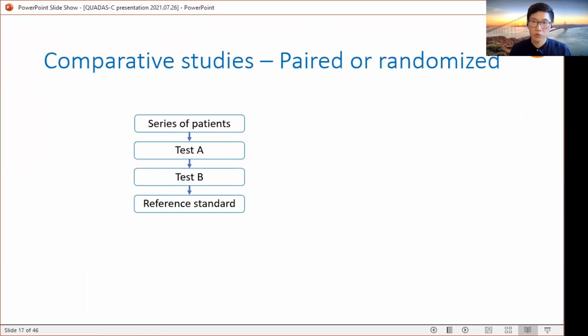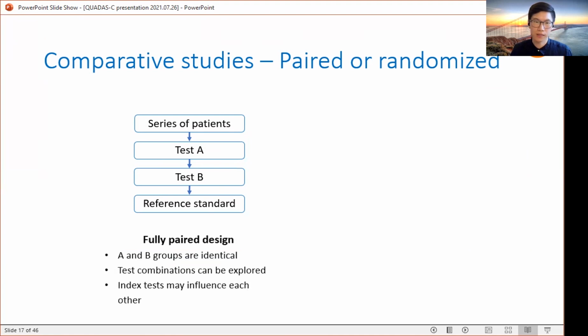The most robust comparative study designs are the ones that we call paired or randomized. The one you see on the left is quite straightforward. We have a series of patients who undergo test A and then test B, and everyone receives the reference standard. So we call this a fully paired design. The immediate appeal of this design is that the people who receive test A and people who receive test B are identical. So they're exchangeable and there cannot be confounding unless there is missing data.